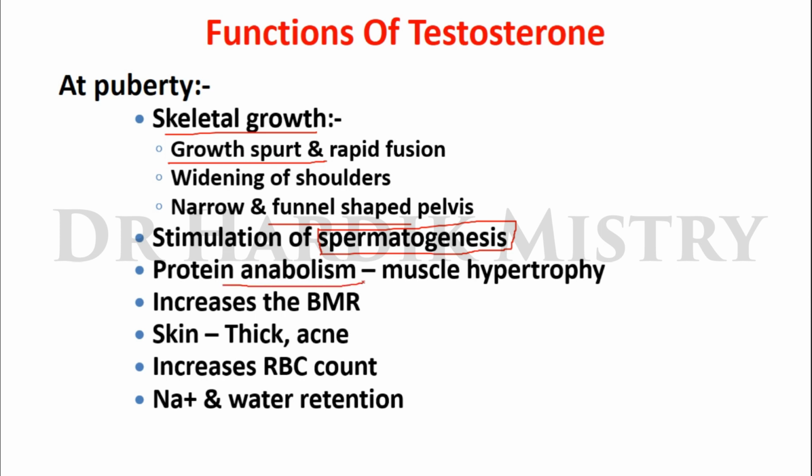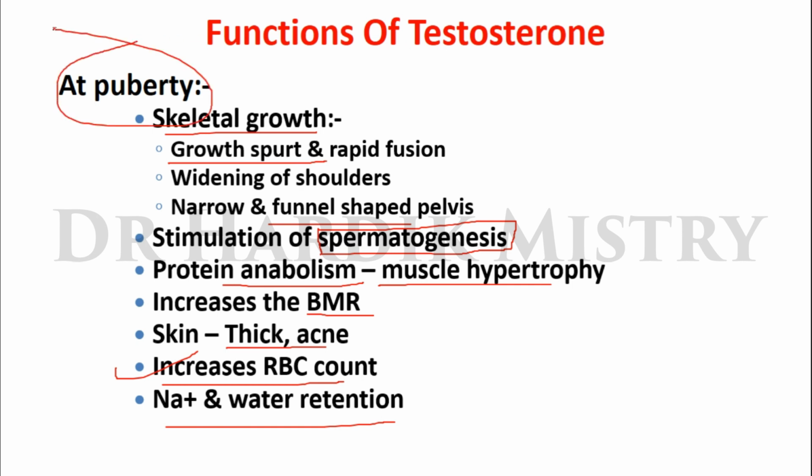Protein anabolism is increased inside the male body. It increases the basal metabolic rate. The skin becomes thick, and the RBC count increases. Why? Because the testosterone stimulates the process of erythropoiesis, sodium and water retention. So these are the functions of testosterone at the puberty.